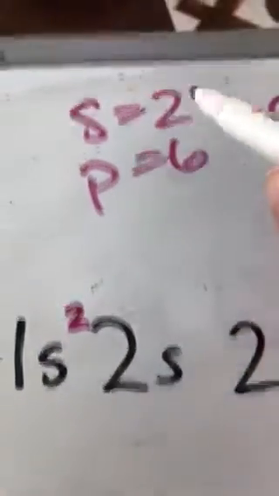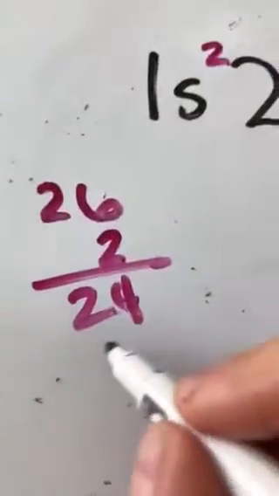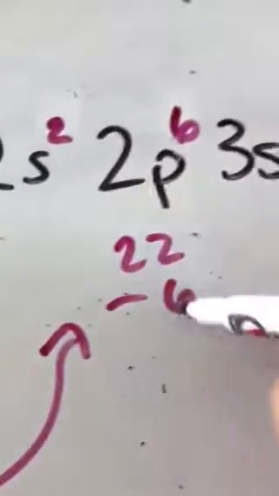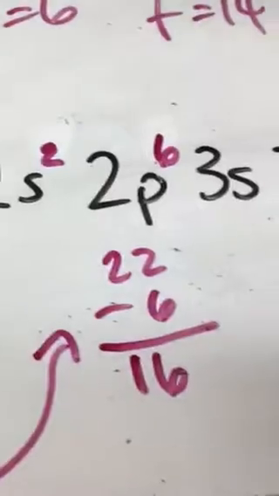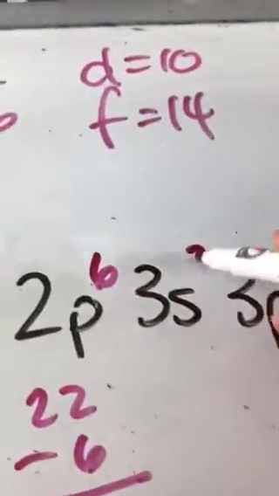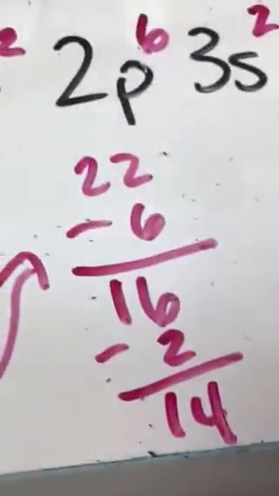Next one's an S. It'll hold 2, so I put in another 2, and that gives me 22 left to go. So I take my P. It holds 6, so I put in 6, and I'm going to rewrite this up here because I'm running out of space. 22 minus 6 is, let's see, 16. Okay, so I have 16 left to go. The next one's an S. S's hold 2, so I put in those 2, and that gives me 14 left to go.